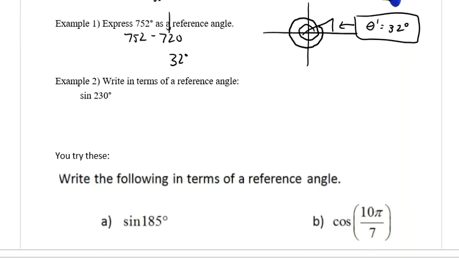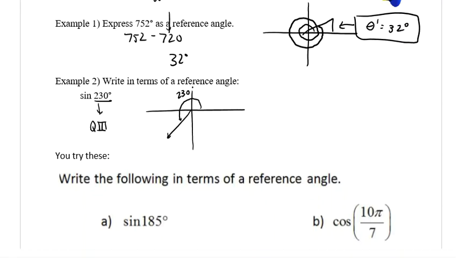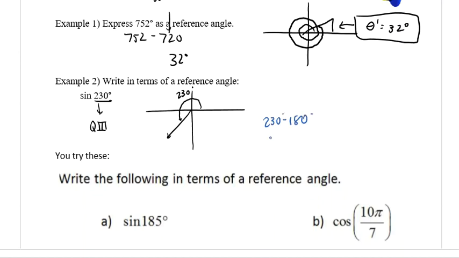Write in terms of a reference angle. When we want to write in terms of a reference angle, we need to keep two things in mind. The first thing is to find the actual reference angle. So 230 degrees, that's in quadrant 3. So here's that 230. You can see I'm past a straight line. So I'm going to do 230 minus 180, and that's 50 degrees.